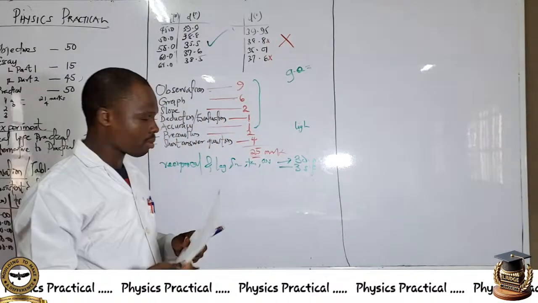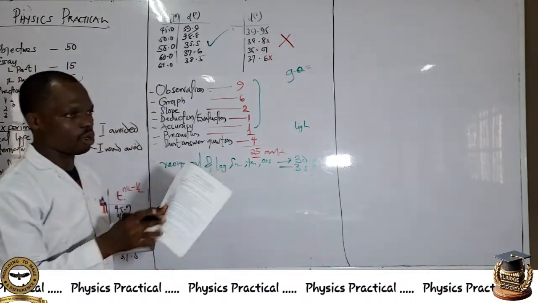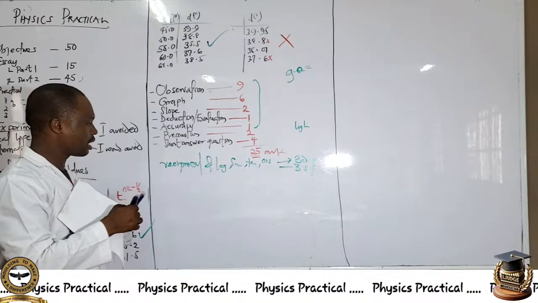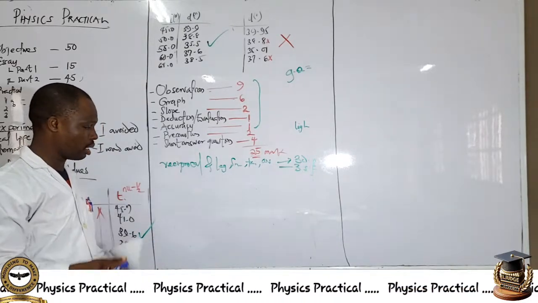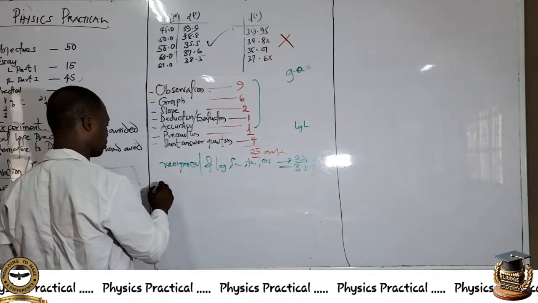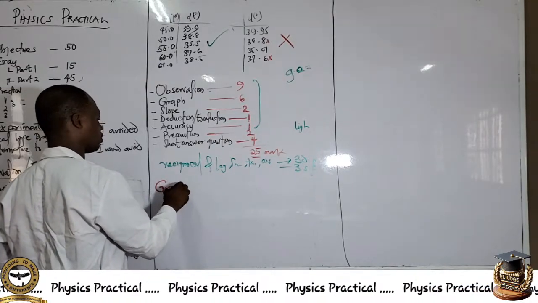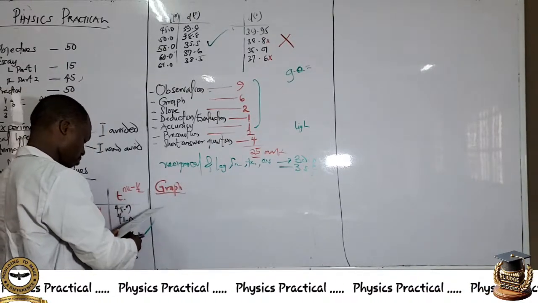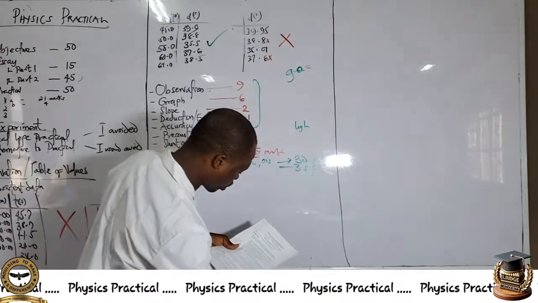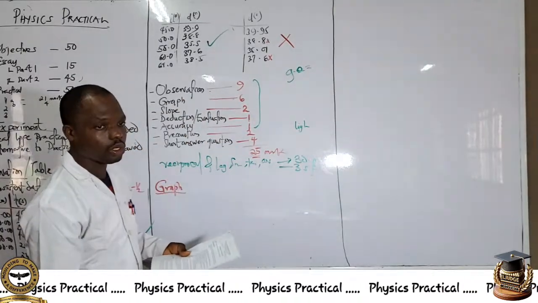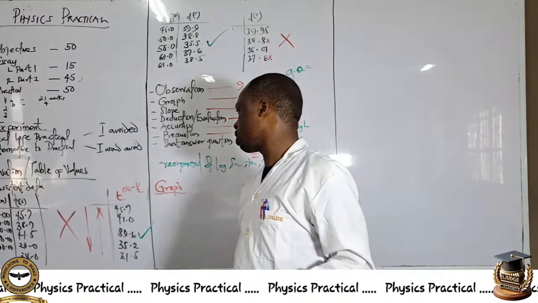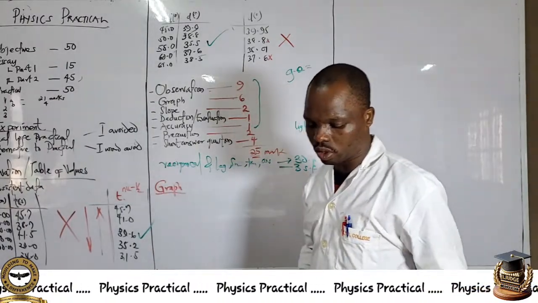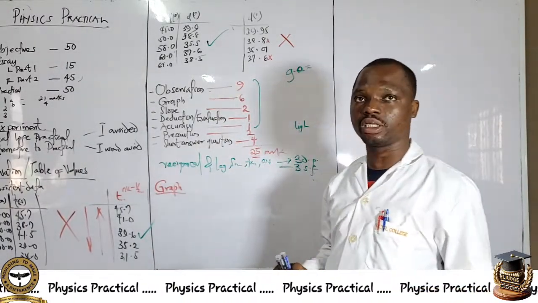Now for graphs, this is the general observation. You have to note that under graph, for your scales to be readable, you must make sure that your graph occupies at least 1/3 of the page.